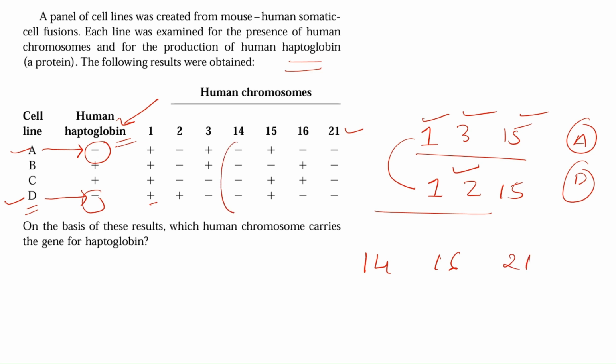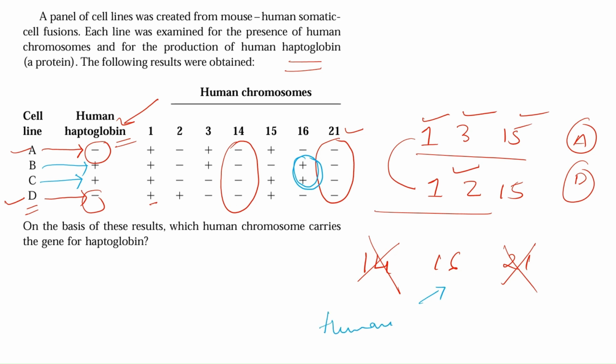Now here in 14 what can we see? The gene is not getting expressed. So definitely in 14 also the gene for haptoglobin is absent. In 21 also we can see no expression of this particular gene. So definitely the gene is not present in chromosome number 21 also. So we are left with only chromosome number 16, because in cell line B the gene is expressed, in cell line C the gene is expressed plus, and here on chromosome number 16 also we can see plus and plus is present for cell lines B and C. So that means chromosome number 16 contains the gene for human haptoglobin.